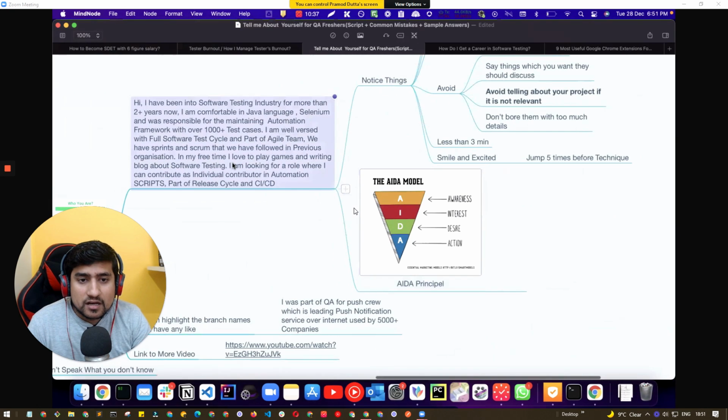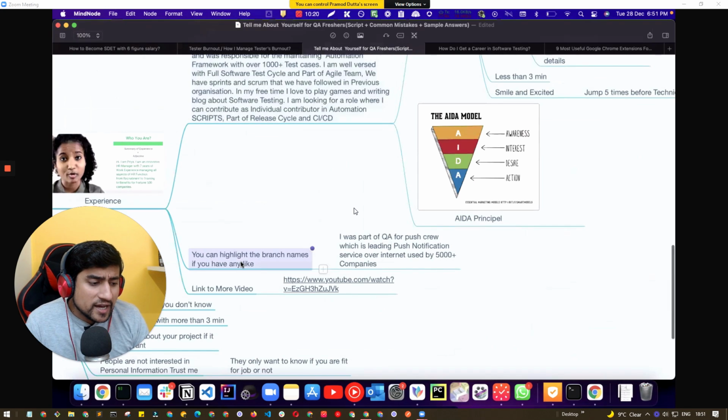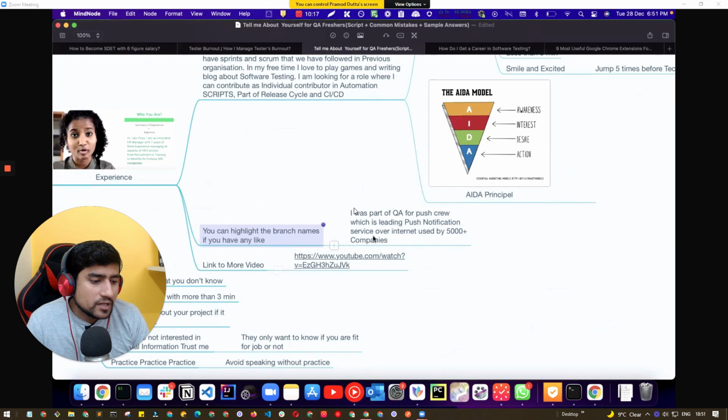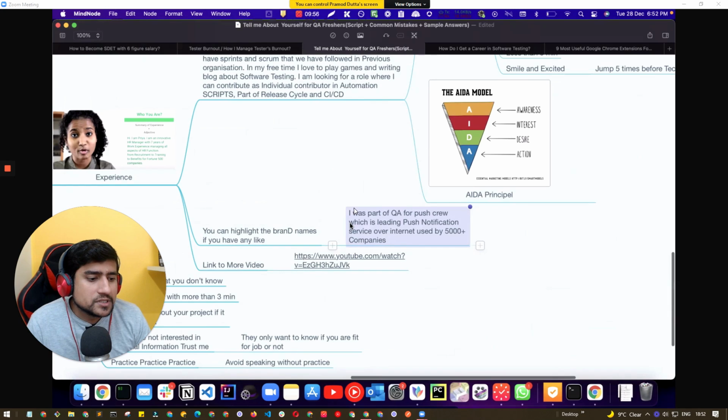And I think in this script, I have applied most of these things. Awareness: I know this stuff. Interest: I am really interested in how you can do that. Desire: where I want to work, right? And action basically means how I will be helpful for you guys, okay? You can highlight your brand names if you have anything related to your projects, because sometimes brand names work. You can say, okay, I was part of the QA team for Pushcrew, which is a leading push notification service that 5,000 companies right now are using. So it is an accomplishment, right, that you're talking about.